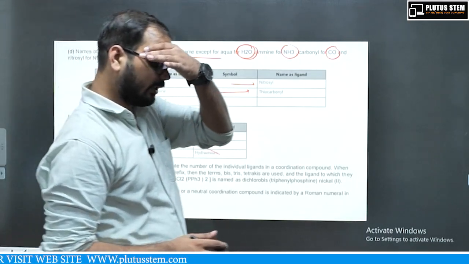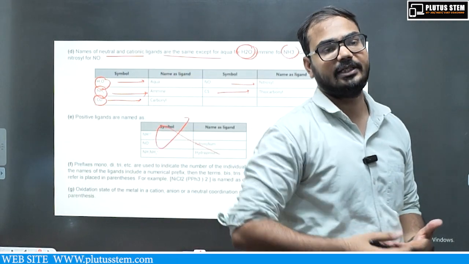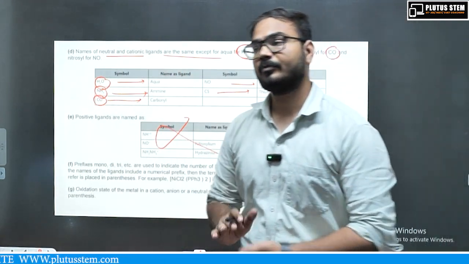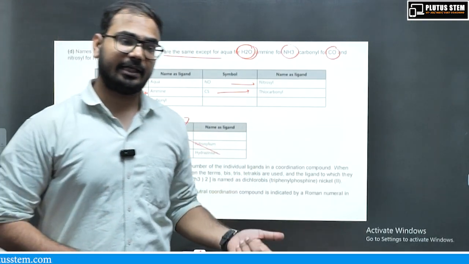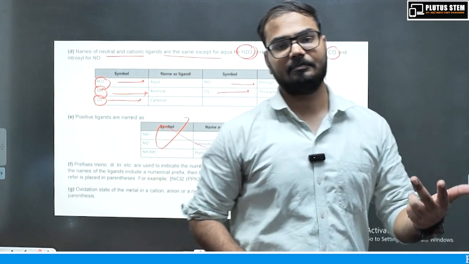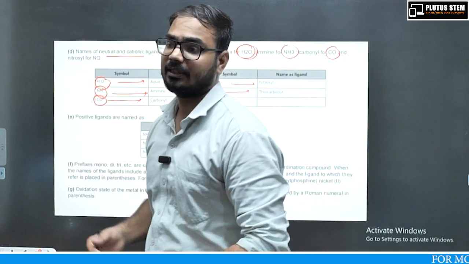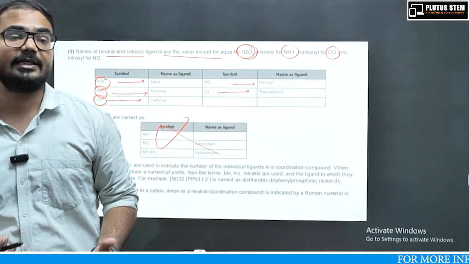Now, if the same type of ligand appears more than once, we write di if it appears twice, tri if it appears thrice, tetra, penta, hexa, based on how many times the same ligand is arriving.